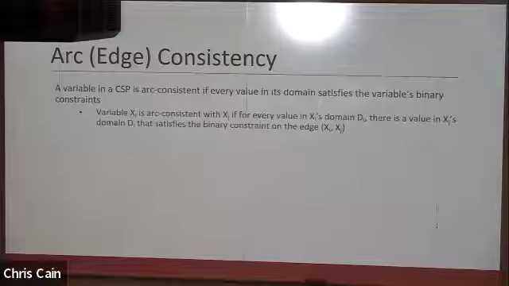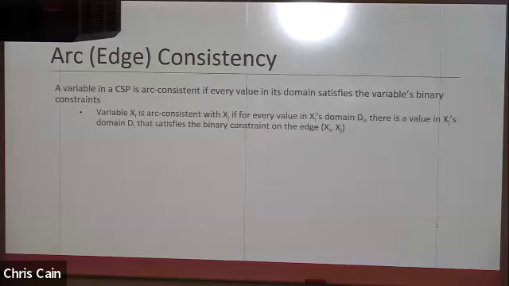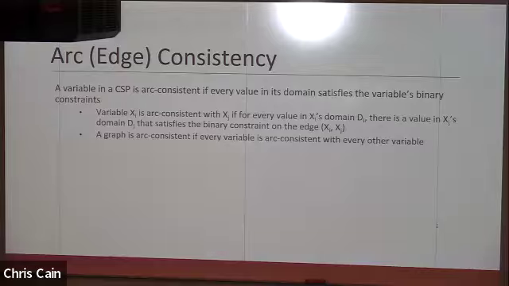If the first value is this other value, then there exists a possible assignment of the second. So for every possible value that we could assign to the first node, there exists some value for the second node that adheres to the constraints. And then we can call the entire graph arc consistent if every variable is arc consistent with every other variable, at least that has an edge connecting it within that constraint graph.